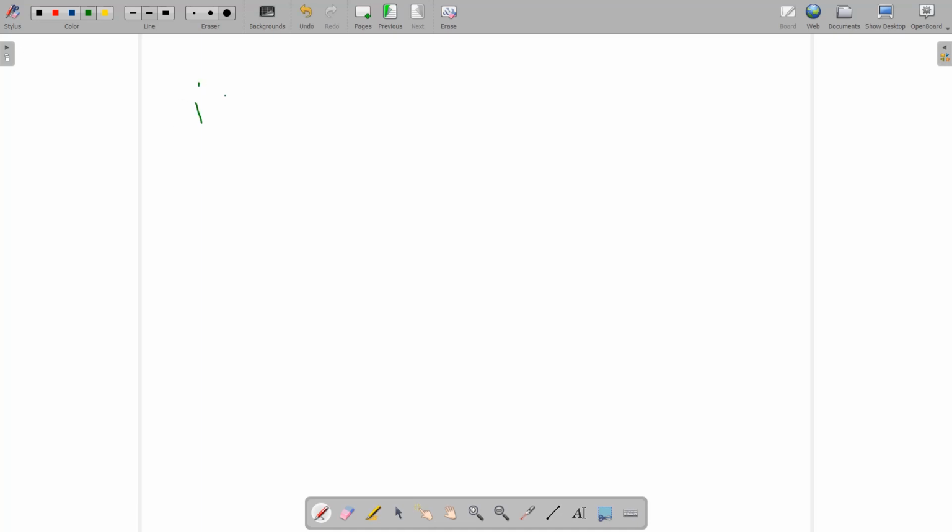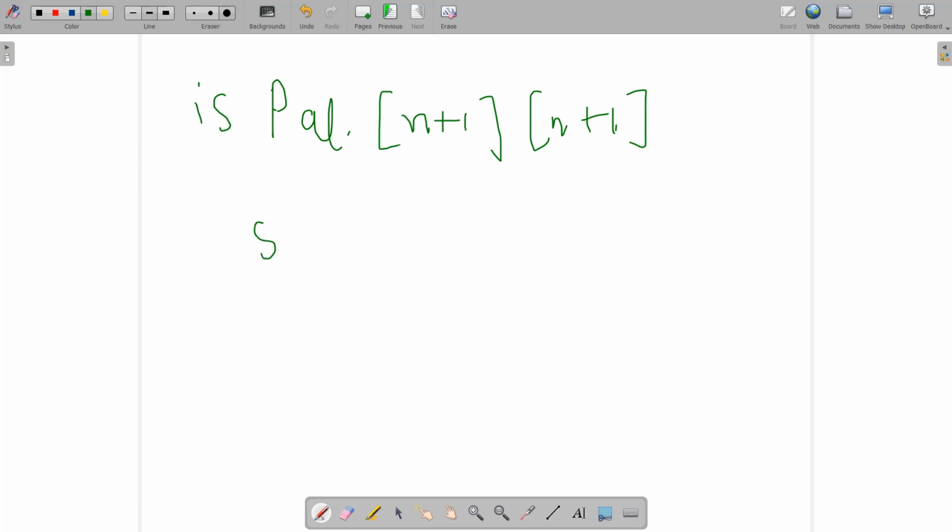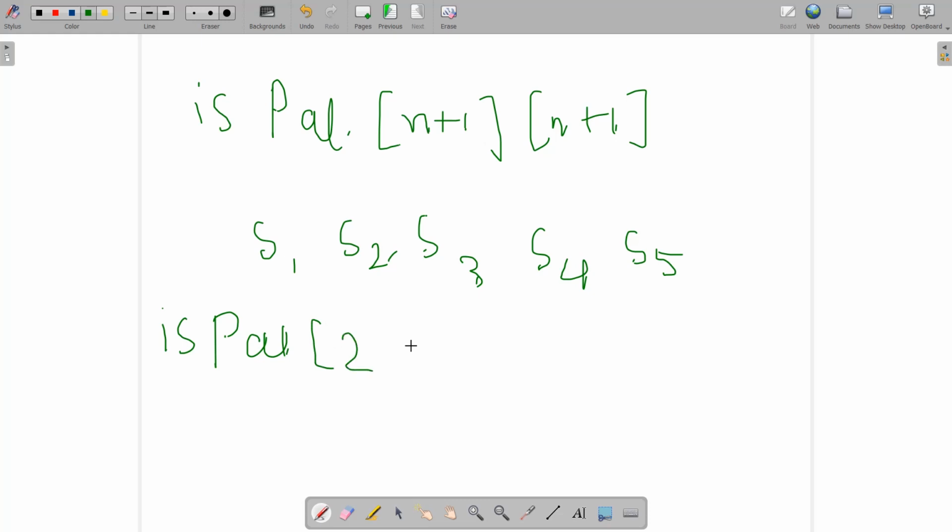We have a Boolean 2D vector, is palindrome, of size n plus 1 by n plus 1. We need to fill up the dp values. Like if I have s1, s2, s3, s4, s5, and I want to fetch the value of is palindrome of 2 to 4, then it will just check whether the substring from 2 to 4 is a palindrome. If it is a palindrome, then this value will be filled with true.